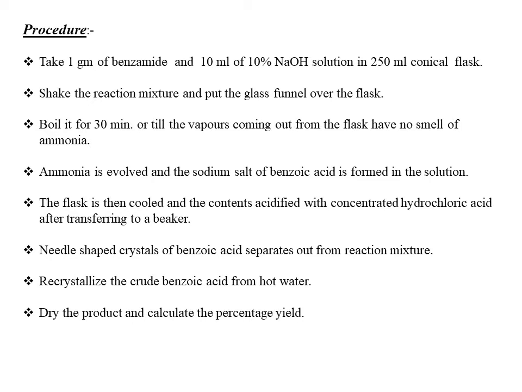The flask is then cooled and the contents acidified with concentrated hydrochloric acid after transferring to a beaker. After this, needle-shaped crystals of benzoic acid separate out from the reaction mixture. After this, recrystallize the crude benzoic acid from hot water. Then allow the product to dry in a hot oven. After completion of drying, weigh the product and calculate the percentage yield.